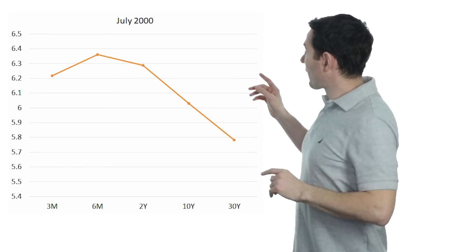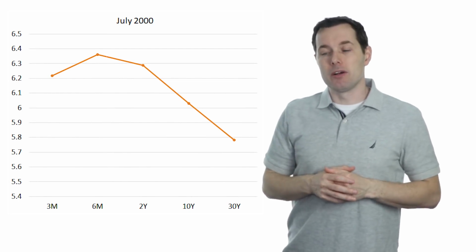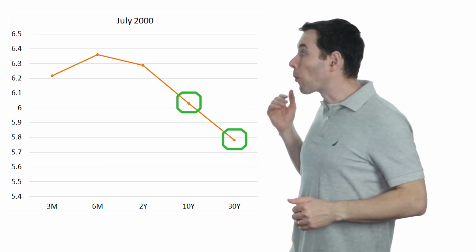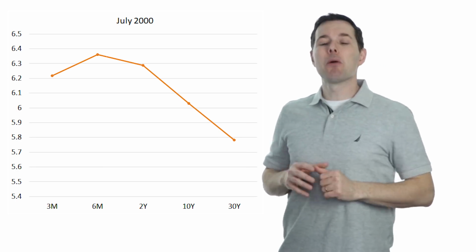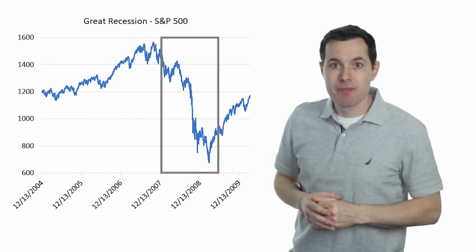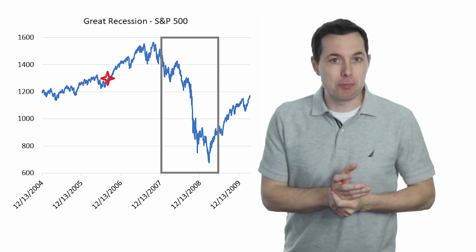So this is what the yield curve looked like back before the dot-com bubble. And as we can see, the 10-year bond and the 30-year bond are way lower than the rest. Okay, now on to the Great Recession. Once again, this is the S&P 500 during the Great Recession, and this is when the yield curve first became inverted.